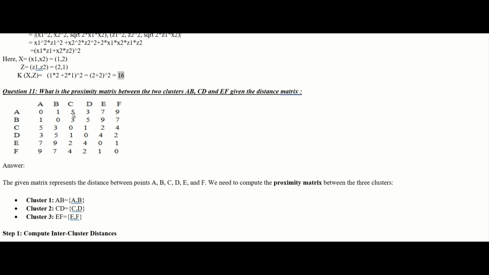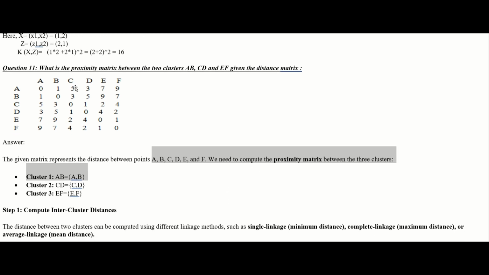Now the question: what is the proximity matrix between the clusters for A, B, C, D, E, F for the given distance matrix? The given matrix represents the distance between points A, B, C, D, E, F. We need to compute the proximity between three clusters. Cluster 1 is A, B, second is C, D, and third is E, F.